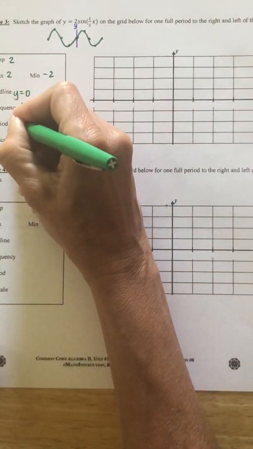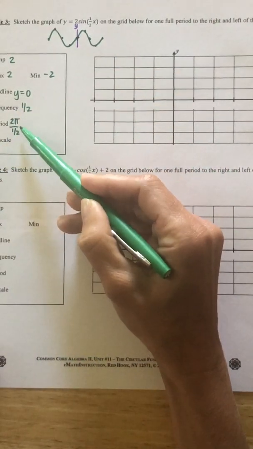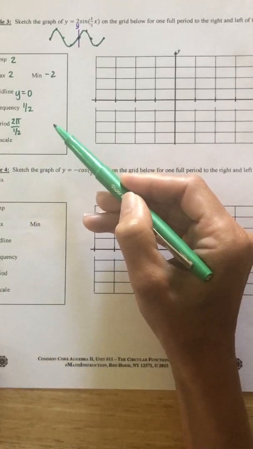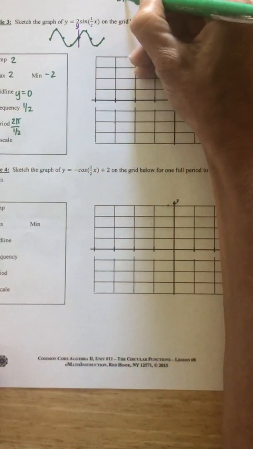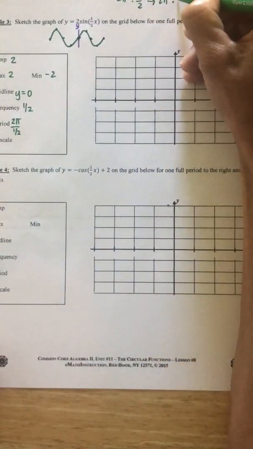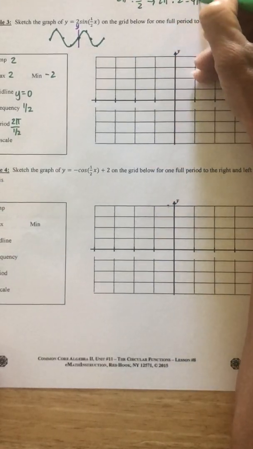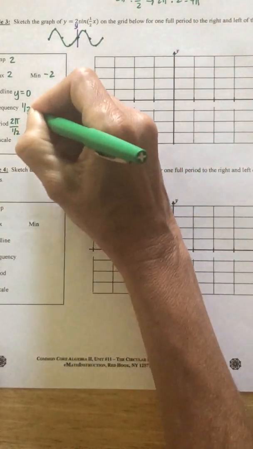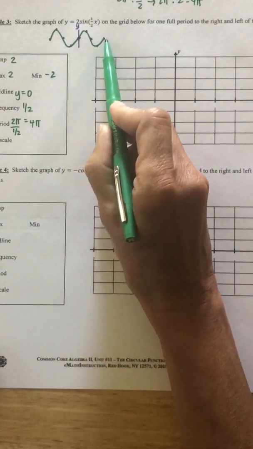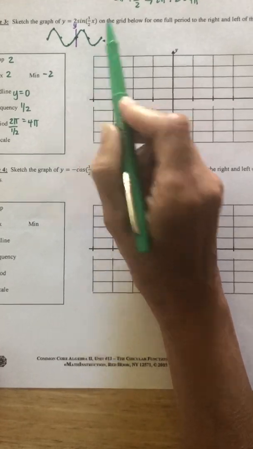The period is 2 pi over b, which is 2 pi over 1/2. Now, I don't know if you guys heard this before, but dividing by 1/2 is like multiplying by 2. Let me show you: 2 pi divided by 1/2. We keep, we change, and we flip. So dividing by 1/2 is like multiplying by 2, so 4 pi is your period. One cycle to the right is going to end at 4 pi, so your number here should be 4 pi.